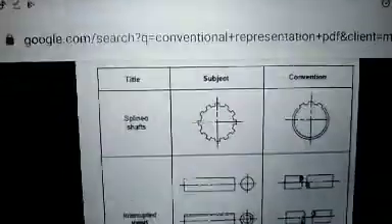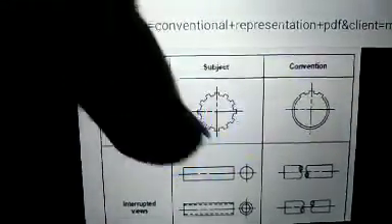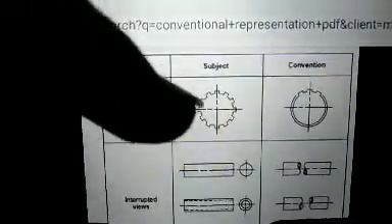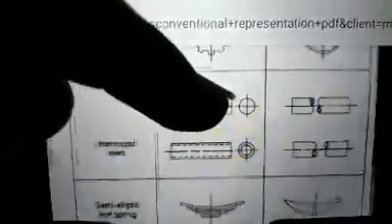These are, let us see, different profiles shown as conventional representations, which are like this. We have the title of the object, subject and conventional representation. The spline shaft is shown like this. A spline shaft is a shaft which has splines or teeth on it, shown like this convention. With vertical and horizontal axes we draw a circle, and it leads to the external periphery of that circle. For interrupted views we show the conventional representation like this. The two shafts are in cut section.